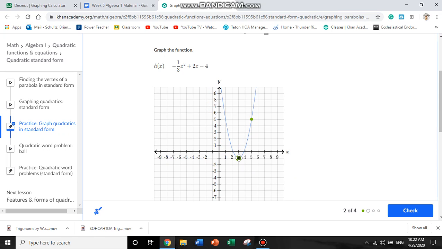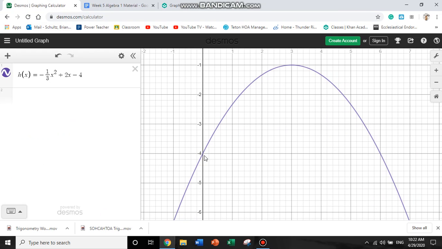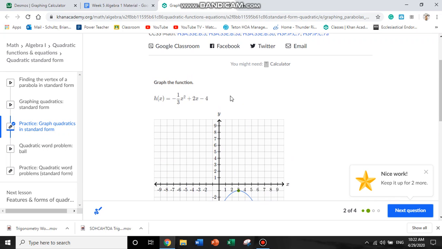That dot is now locked in, not going to change that one. And then another good point here would be the y-intercept. Right here it's at 0, -4. So I'm going to come drag this dot over here to 0, -4, and then check my answer. I think that's enough for graphing in standard form.